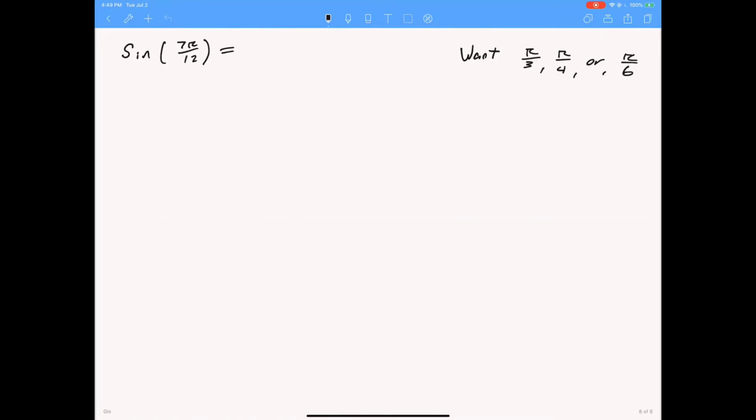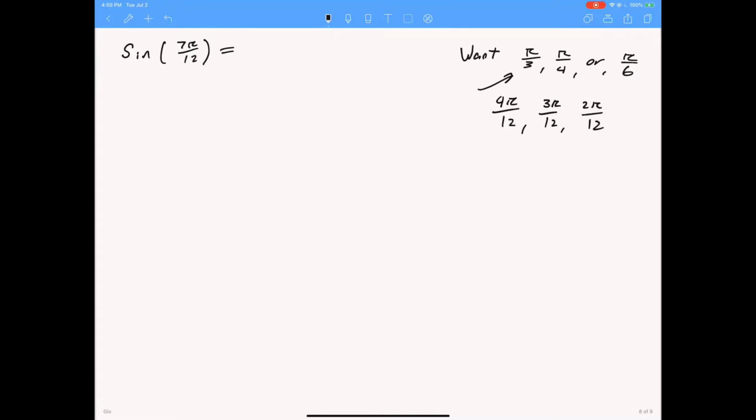Now we want to apply the same process for the next problem here, sine of 7 pi over 12. Now, we actually already know what pi over 3, pi over 4, and pi over 6 are in terms of having a 12 as a denominator. So, we know pi over 3 is 4 pi over 12. Pi over 4 is 3 pi over 12. Pi over 6 is 2 pi over 12.